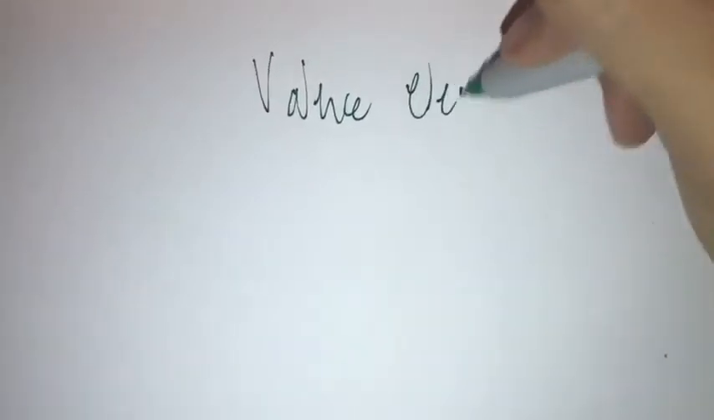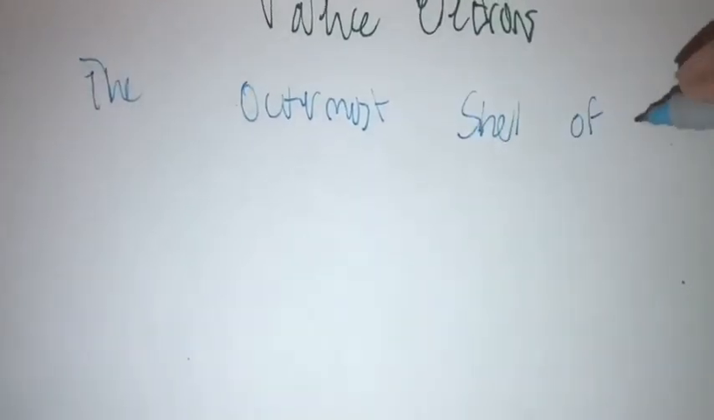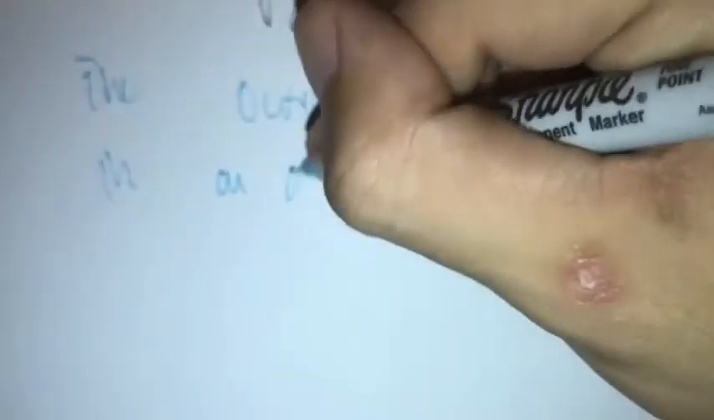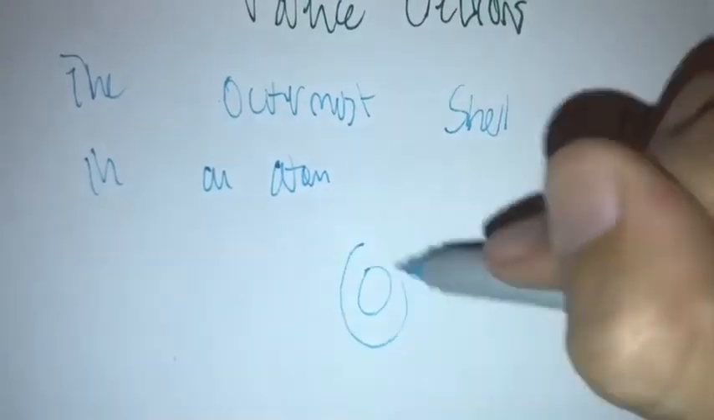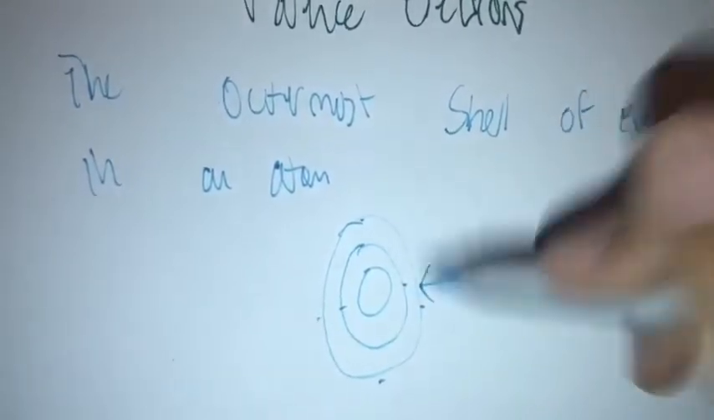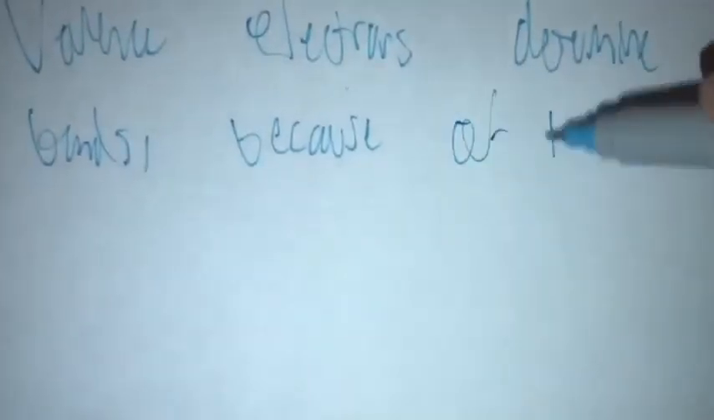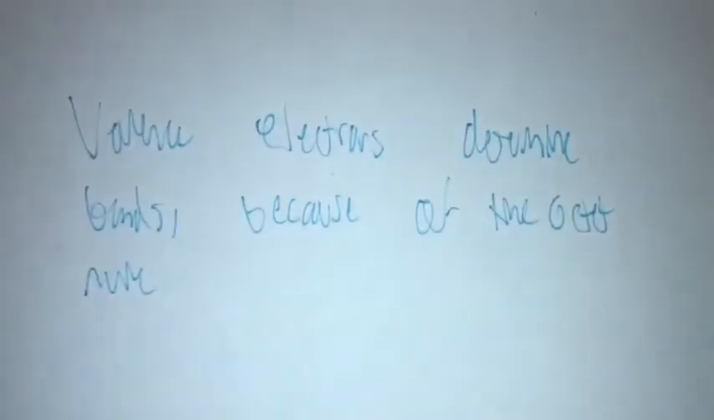Now, you might be asking, what's the point of valence electrons? Like, what do they do? Well, valence electrons are kind of the staple of chemistry. They basically determine how atoms and molecules bond with each other. The Octet Rule says that every atom wants to have a full valence shell of 8. So, atoms bond with each other to fill the valence shell.